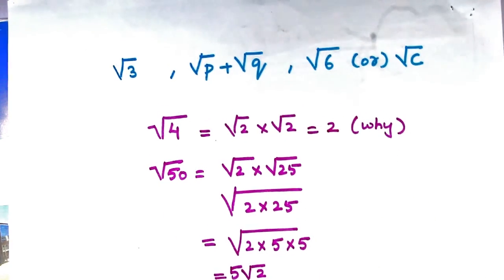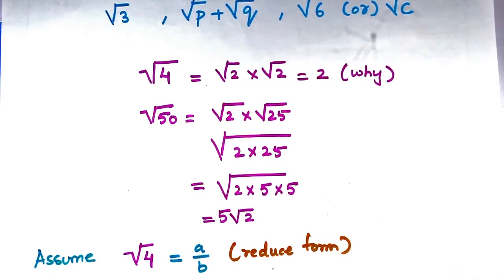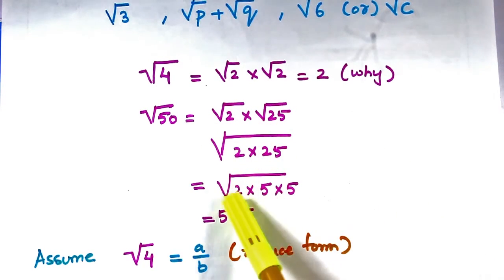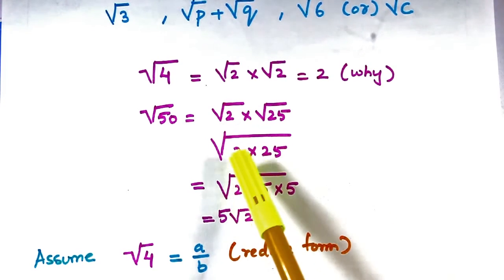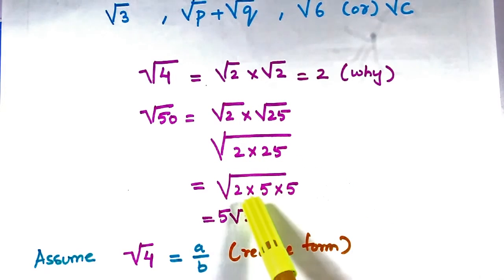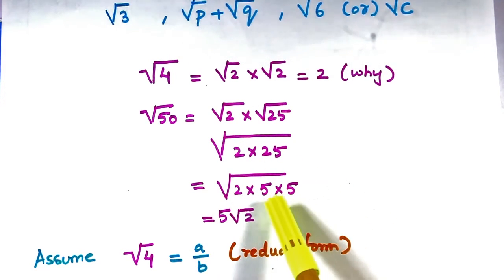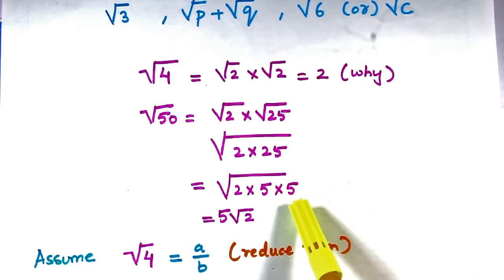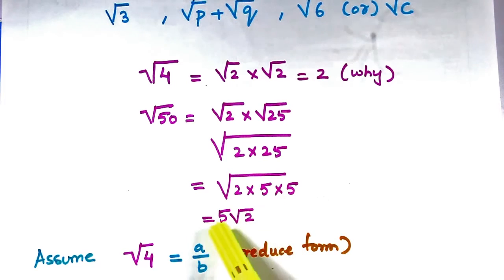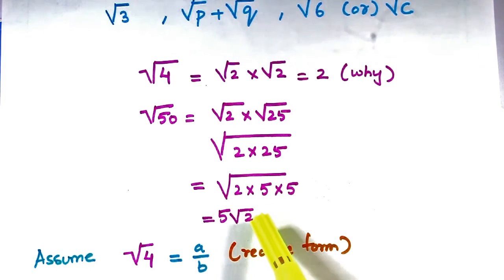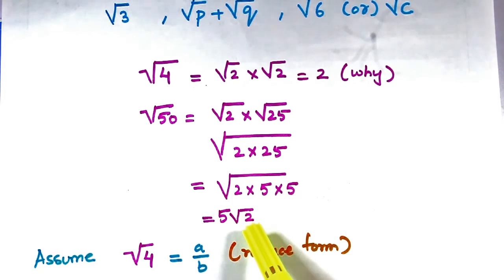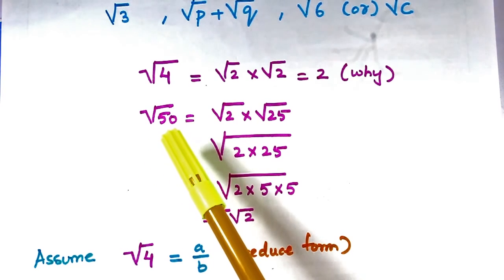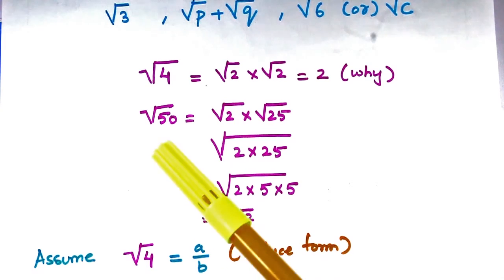Alright, we have another example, that is, root 50 can be written as root 2 into root 25, and this is all under the whole root actually. So we have 2 into 5 into 5, and as we have already seen in the previous case, root 5 into root 5 will give you 5. Again we got root 2 over here. That root 2 is irrational, which we have already proved. So hence this root 50 will also be considered irrational.